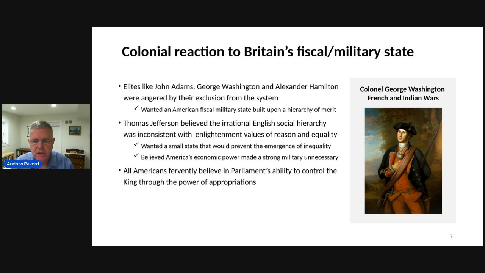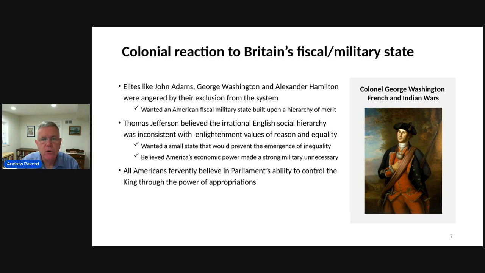And then there's George Washington. He was a war hero, an effective military officer in the French and Indian Wars, who had done extraordinarily brave things. And he wanted to serve in the English army as an officer, but he was rejected because he was a colonial. And then, of course, there's Alexander Hamilton, the bastard immigrant who nevertheless was extraordinarily talented, who was a war hero, who understood finance. And he could not rise in the English system because of who his father was. So these elites, Adams, Washington, and Hamilton, would become the founders of the Federalist Party. They accepted the English fiscal military state, but they wanted to be a part of it.